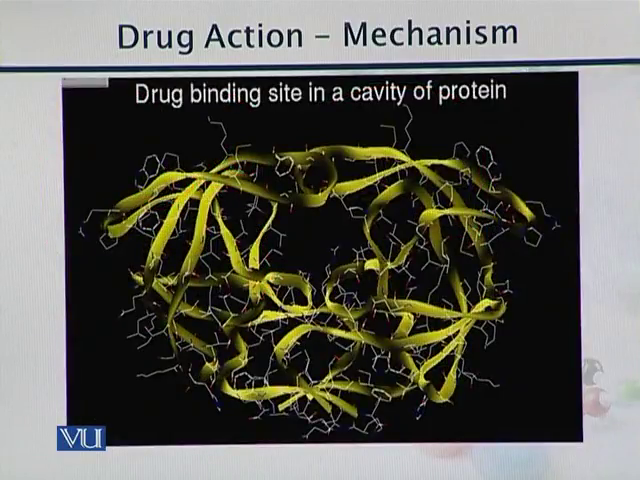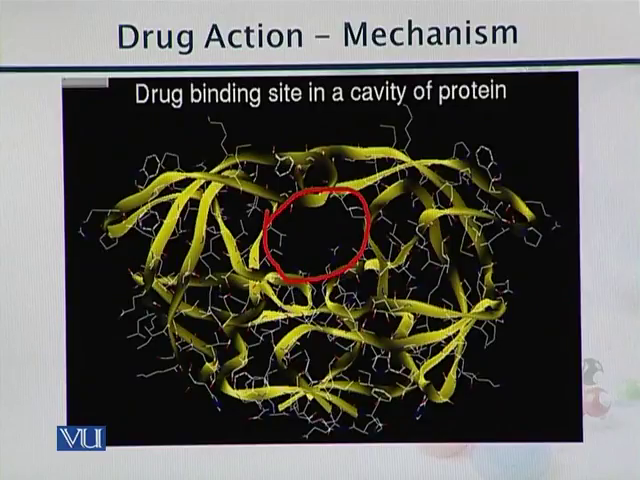In this slide we have shown the 3D structure of a protein, and we will see the effect of this protein on some structure. This space is called the drug binding site in a cavity of a protein. Cavity basically means some hole or space. So this space is available which can be used by a protein to have some binding.